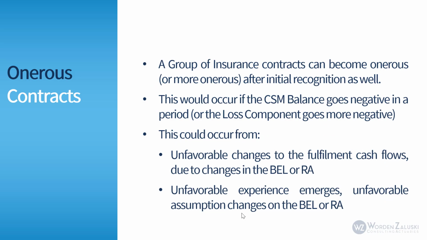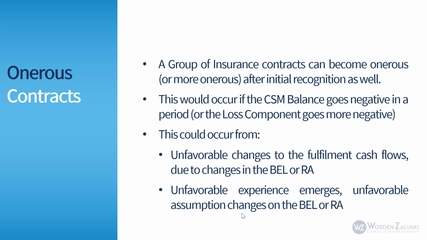So a group of insurance contracts can also become onerous, or technically more onerous, after initial recognition of the group as well. So at a later date in time, what was once a profitable group can become an onerous group of contracts. And this would occur if the CSM balance goes negative in a period, or in the case of becoming more onerous, when the loss component goes more negative. And this could occur from unfavorable changes to the fulfillment cash flows due to changes in the best estimate liability or the risk adjustment, such as unfavorable experience emerging, or unfavorable assumption changes that are put through by the appointed actuary on the best estimate liability or the risk adjustment.